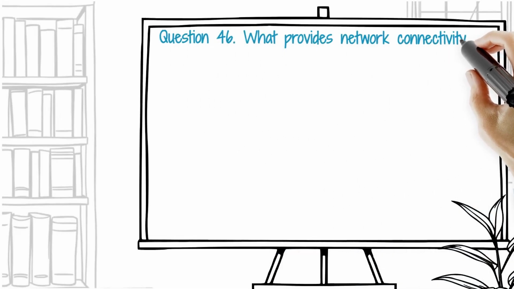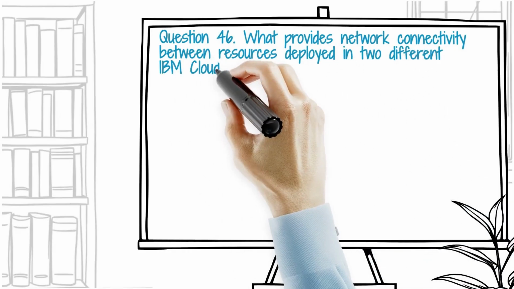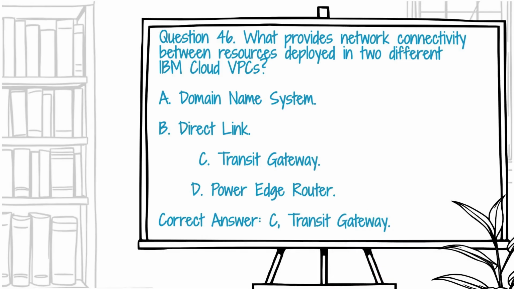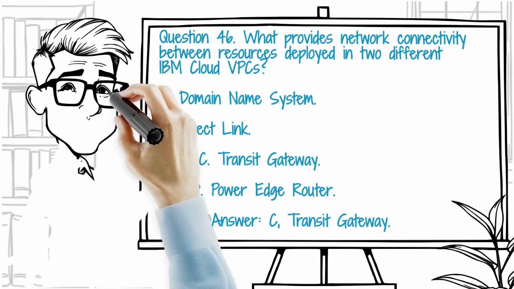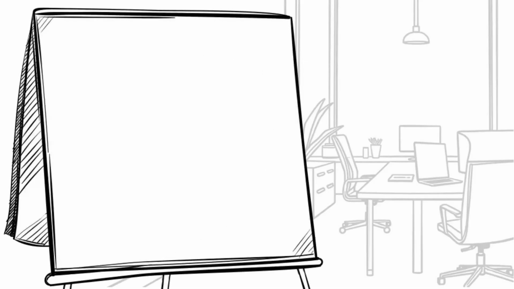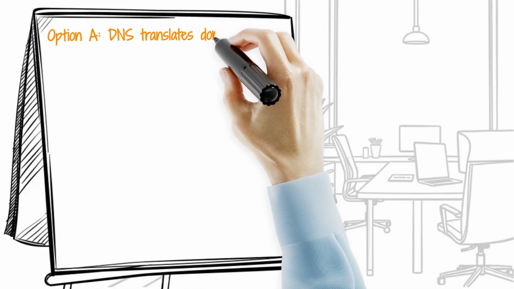Question 46. What provides network connectivity between resources deployed in two different IBM Cloud VPCs? A. Domain Name System. B. Direct Link. C. Transit Gateway. D. Power Edge Router. Correct answer, C. Transit Gateway. The question asks what provides network connectivity between resources deployed in two different IBM Cloud VPCs.